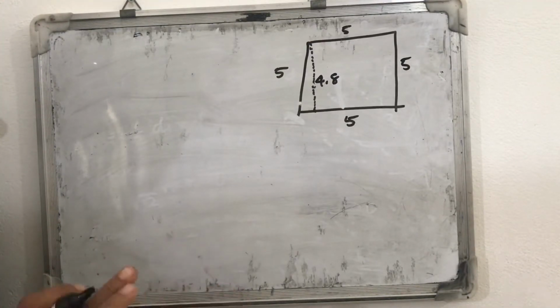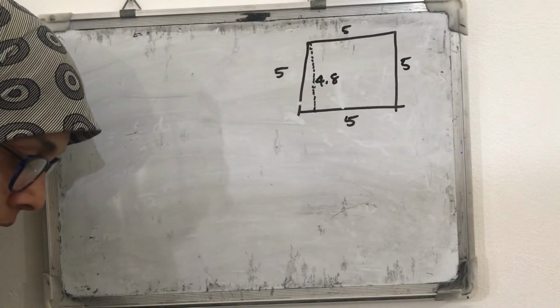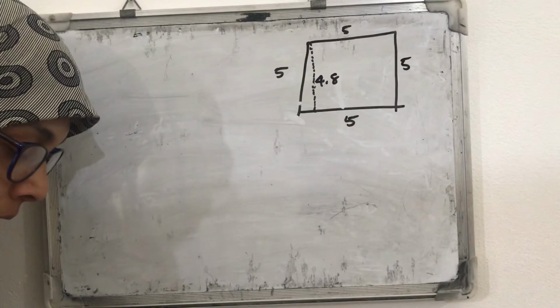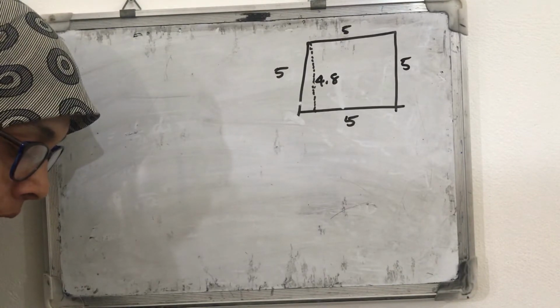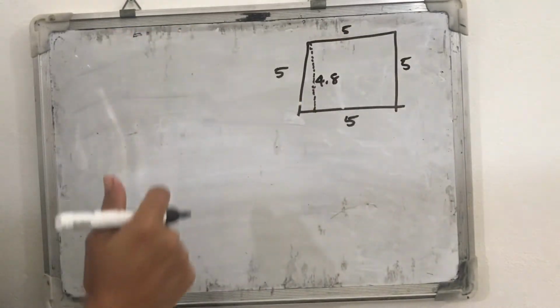But here diagonals are not given. Then how can we find out its area? Only one diagonal is given. But listen. Find the area of a rhombus whose side is 5 centimeter and whose altitude is 4.8 centimeter. If one of its diagonals is 8 centimeter, then how can we find out the length of the other diagonal? Is it possible? How can we find out the area of this rhombus?